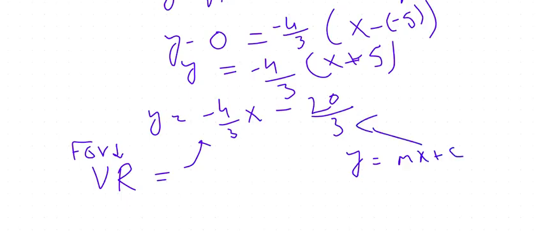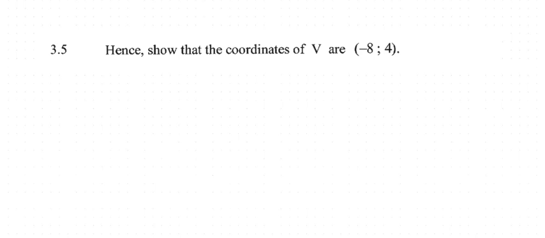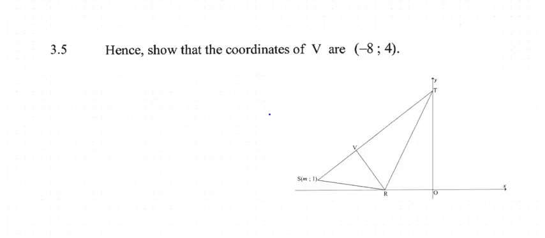So the next question is 3.5. Hence show that the coordinates of V are 8 and 4. Okay? So we have to show that the coordinates of V are 8 and 4. So V is the point of intersection of the line ST and VR.